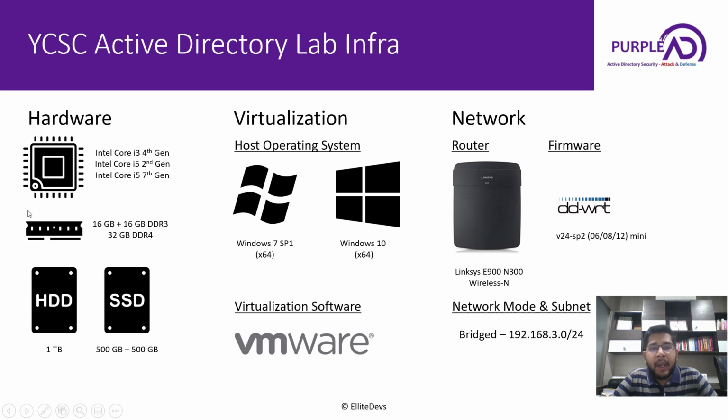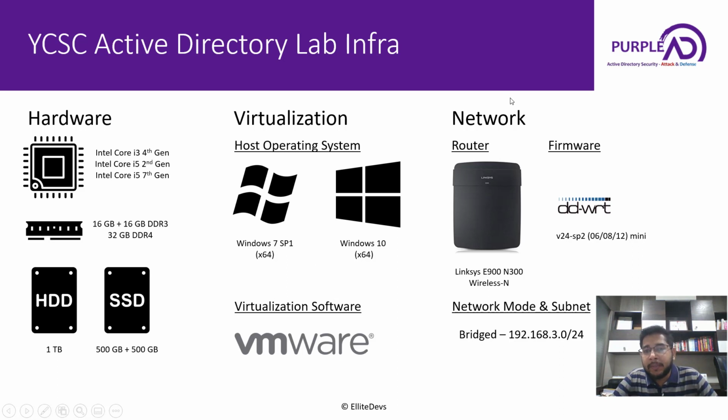Then this entire infra has a total of 64 GB RAM, which is divided into 16 GB plus 16 GB DDR3 and 32 GB DDR4 RAM. Then speaking of storage, we have a 1 TB hard drive and 500 GB plus 500 GB, that is essentially 1 TB of SSD storage. Now for virtualization, we are using Windows 7 SP1 on one of my systems, and the other two systems are Windows 10 x64. And for virtualization software, we are using the VMware platform.